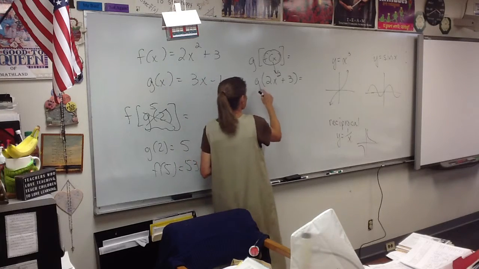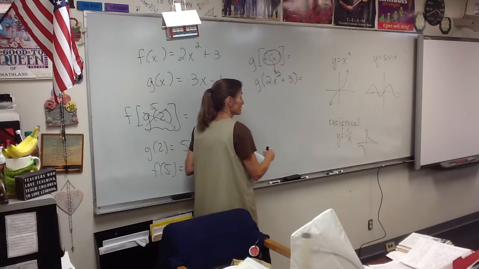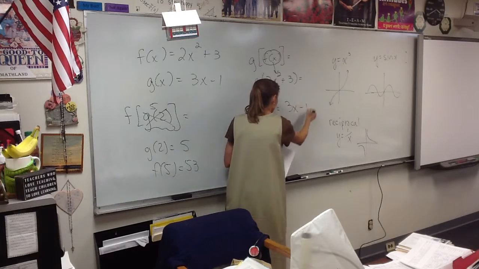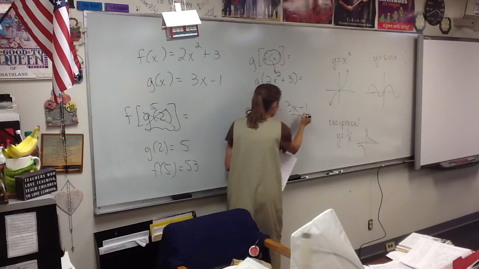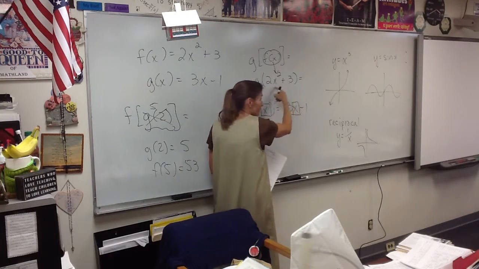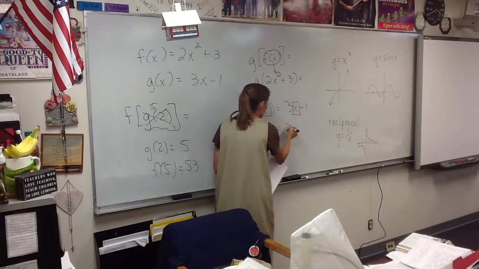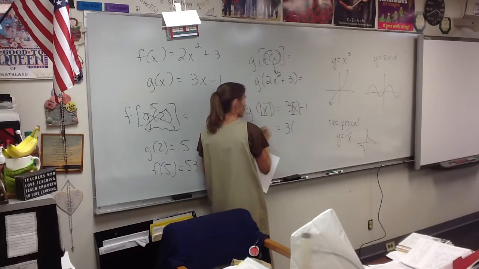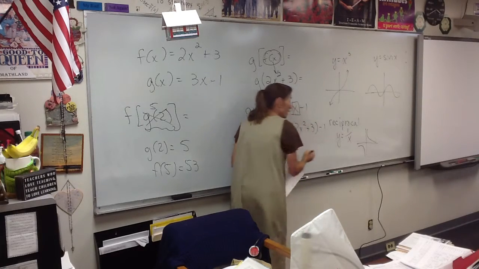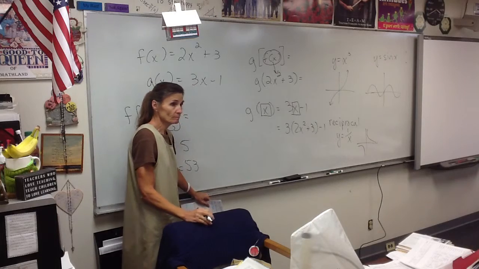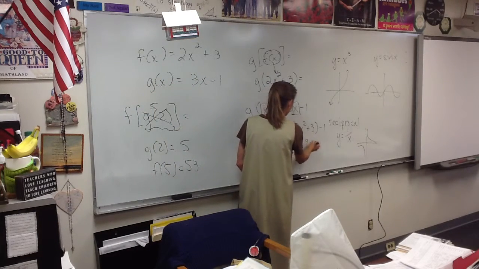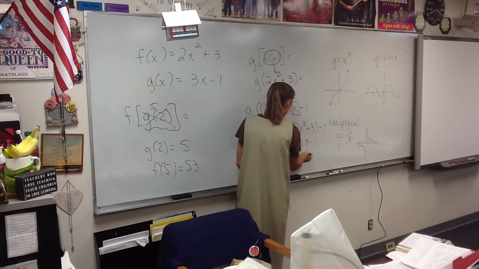So we're going to find g of 2x squared plus 3. Now kids, this is g of x. Whatever is here goes here. What's here? 2x squared plus 3. So we're going to have 3 times 2x squared plus 3 minus 1, which is 6x squared plus 9 minus 1, or 6x squared plus 8.